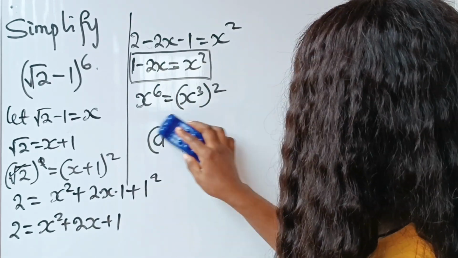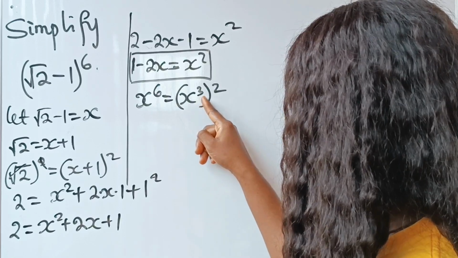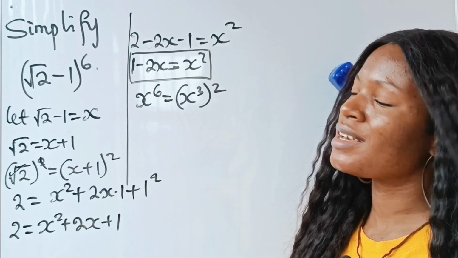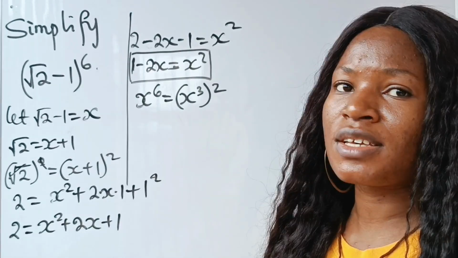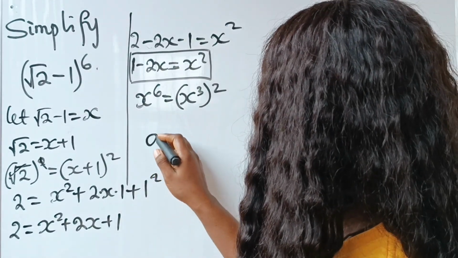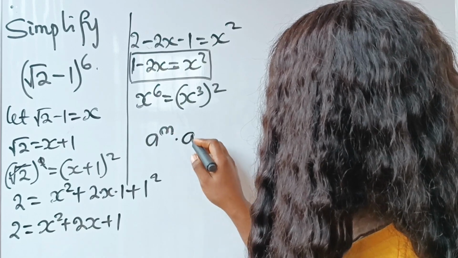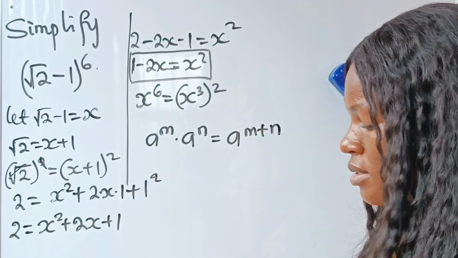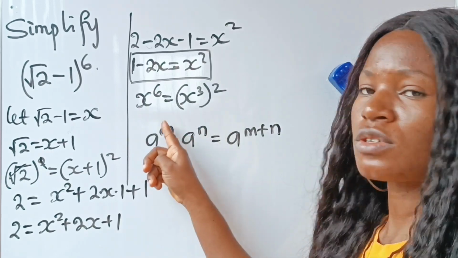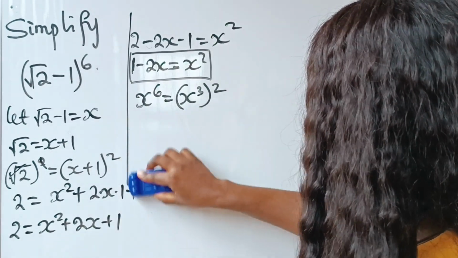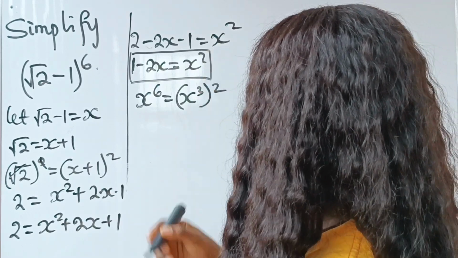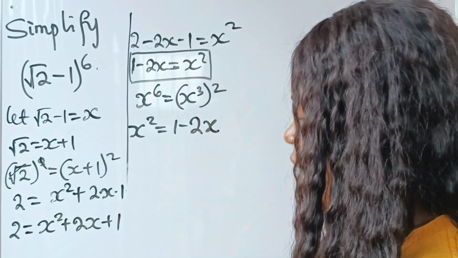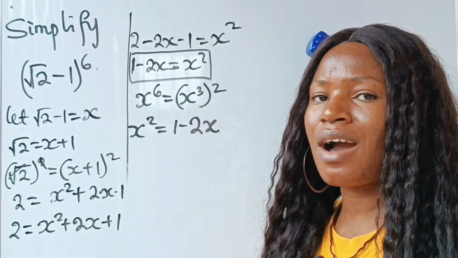Now, all we'll try to do is to get x to the power of 3, then we are going to square it to get x to the power of 6. Do you now understand? Another law of indices we are going to look at is when you have a to the power of m multiplied by a to the power of n, this is equal to a to the power of m plus n. Let's keep this in mind while we try to solve this. Look at what we have now. We have that x squared is equal to 1 minus 2x. Now I want to get x to the power of 3. How do I do that?